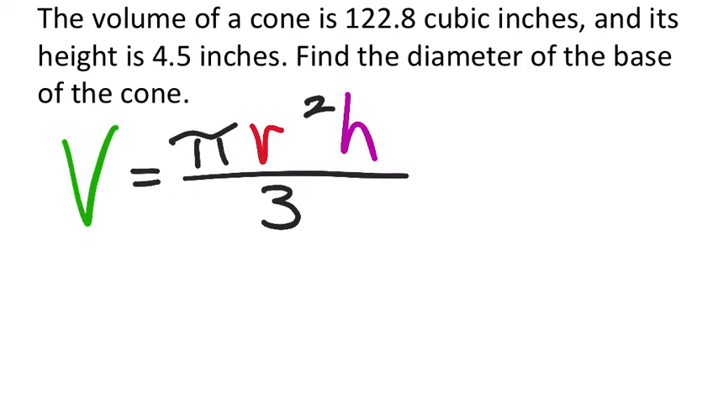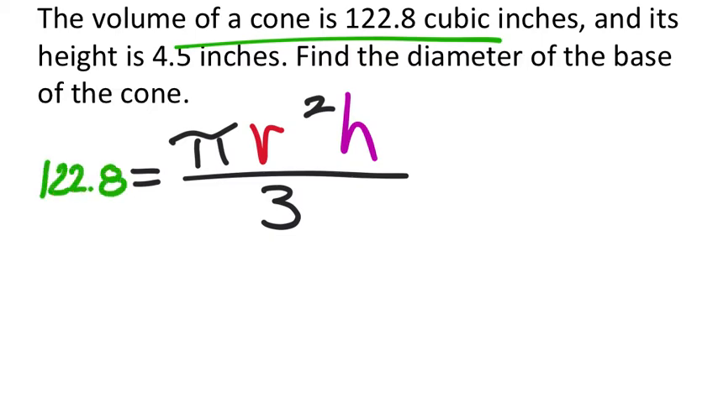All right, and what do they give us? They give us the volume right here at 122.8. So again, that V right there, I'm going to replace with that value that was given, 122.8. And then the height at 4.5 inches. Since we're solving for the radius on this one, that indicates that we're going to be using roots in this problem, just like we did in the last lesson.